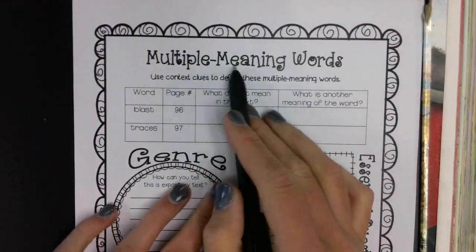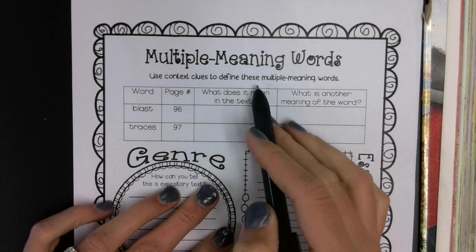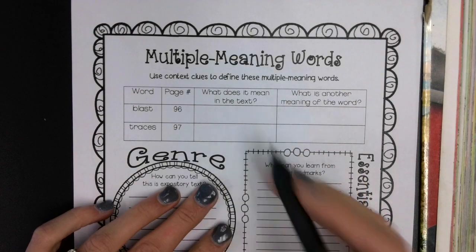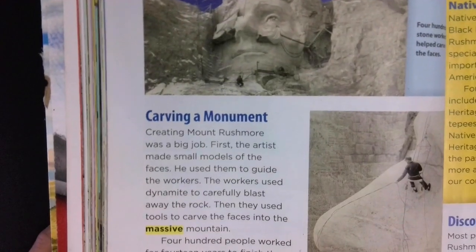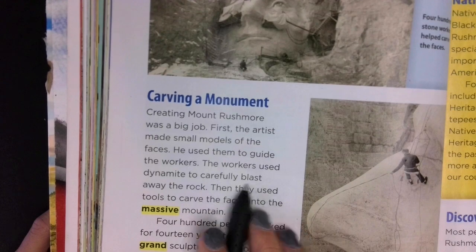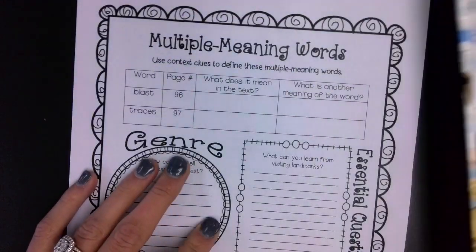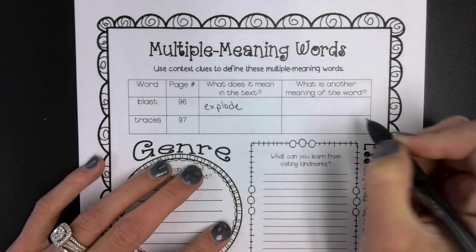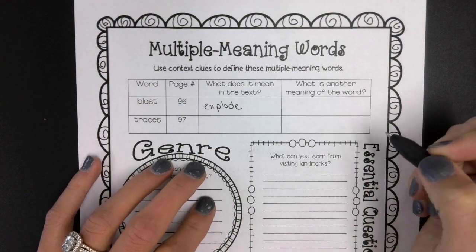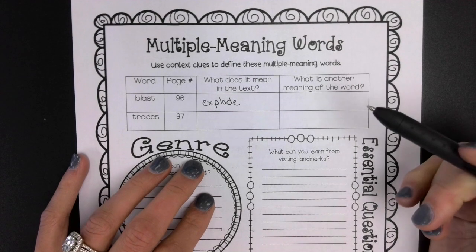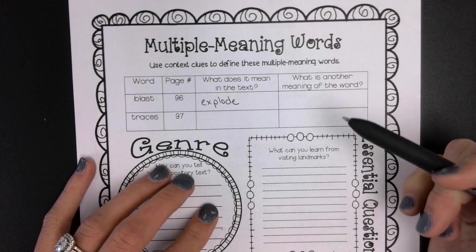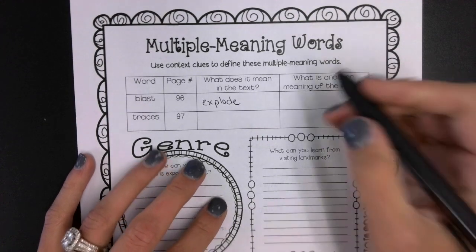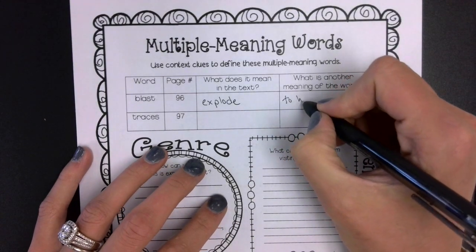Our first one is multiple meaning words. Use context clues to define these multiple meaning words. So, blast. What does it mean in the text? Well, in the text, right, it meant that they were going to blast away the rock. So in the text, it means explode. Now, what's another meaning of that word? What else can you say? Man, I had a blast during math class today. Does that mean I exploded during math class today? No. If you have a blast, it can also mean to have fun.